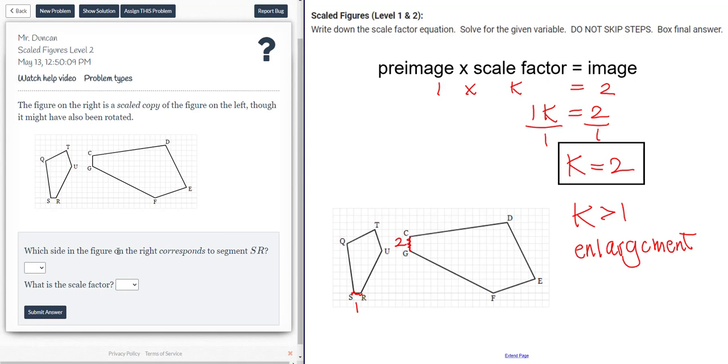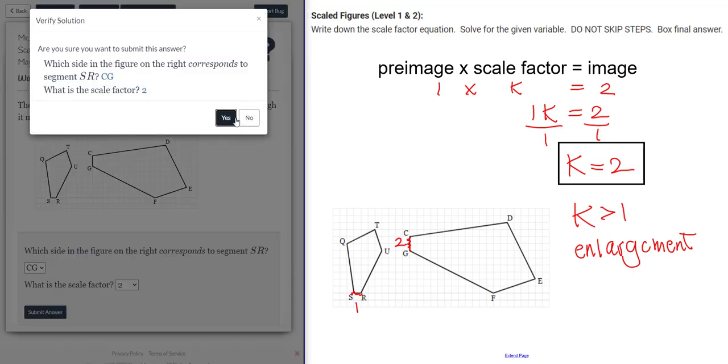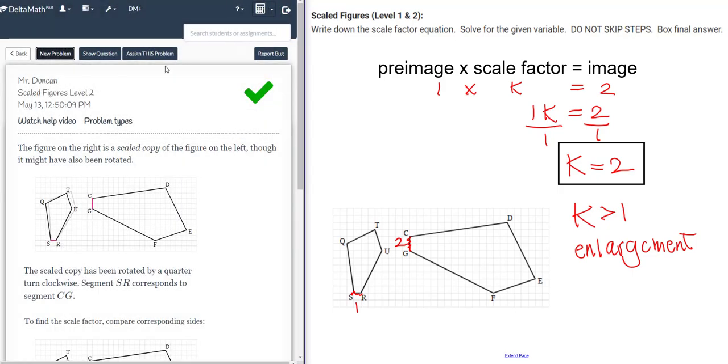So which side in the figure corresponds to SR? So SR corresponds with CG or GC. CG, and the scale factor we calculated by solving the equation is equal to 2. There we go. Let's try one more.